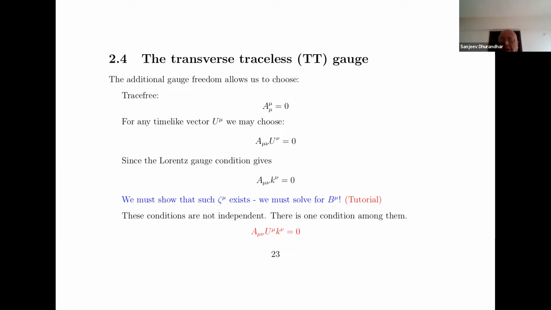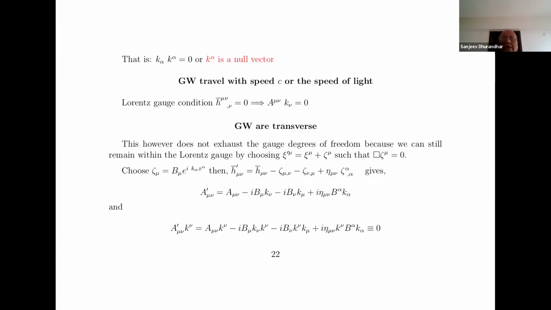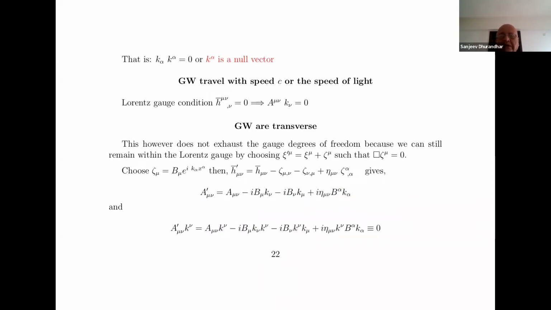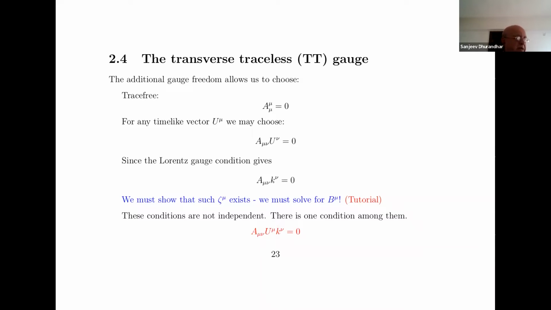So now we come to the transverse traceless gauge. So this is the first thing, that you have this a prime mu nu and so on equal to zero, and you can make this kind of transformations or use this kind of gauges, and b mu nu is at hand, so you can choose that in a way that you can make the h bar mu nu tensor better or simpler. So additional gauge freedom allows us to choose that. So this is what I'm going to state here. A mu mu is equal to zero, that is trace free. And the other thing is, for any time-like vector u mu, we may choose a mu nu u nu equal to zero. So there are a whole lot of these conditions.